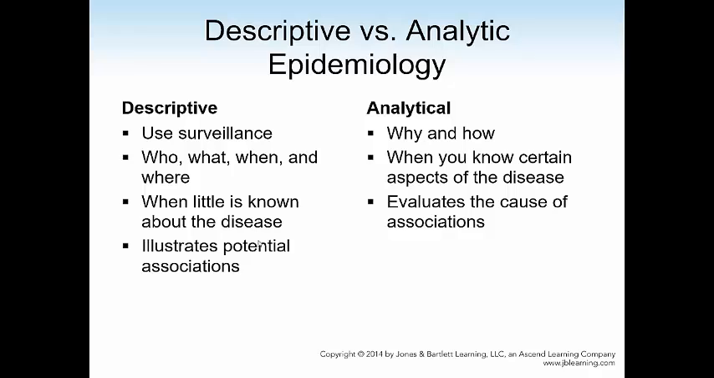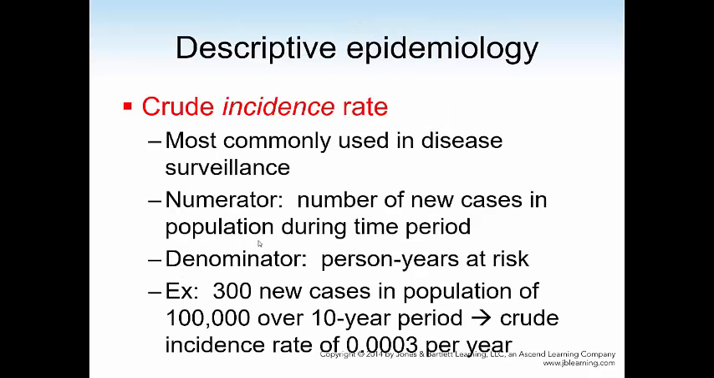Because we already know some certain characteristics or aspects of the disease. So we've already figured a lot out. We already have some other evidence about it. Usually it evaluates the cause of associations, and that's where we'll come back to this.